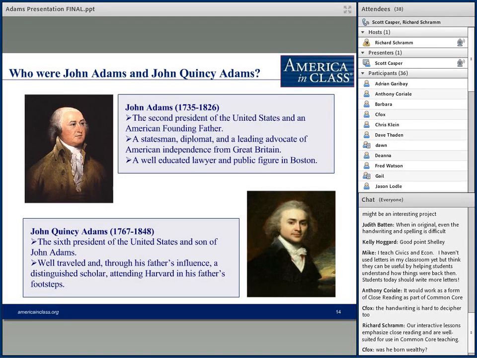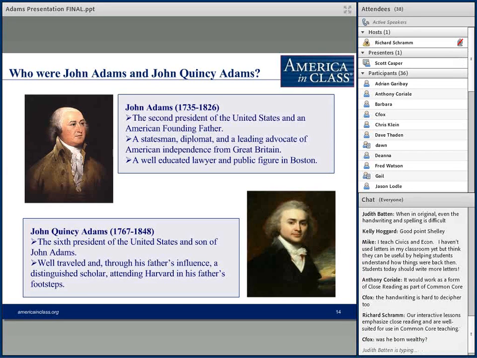We have a good question here about whether John Adams was born wealthy. I don't think so. I think that Adams was born certainly into a comfortable family, but we're not talking about, say, a George Washington or a Thomas Jefferson, the Southern plantation owners who inherited large amounts of land from their parents. He also was not as wealthy, say, as a John Hancock, who was one of the leading merchants of Boston.